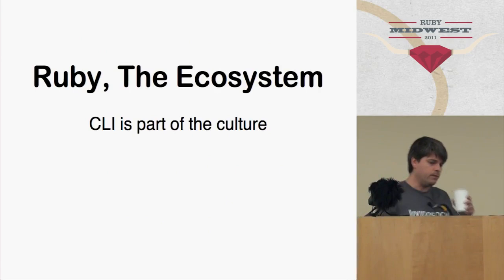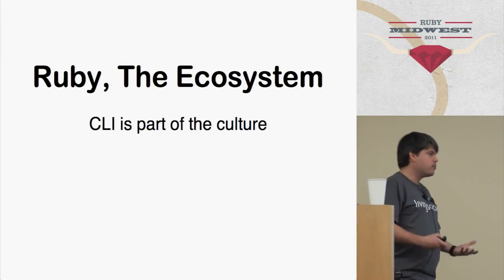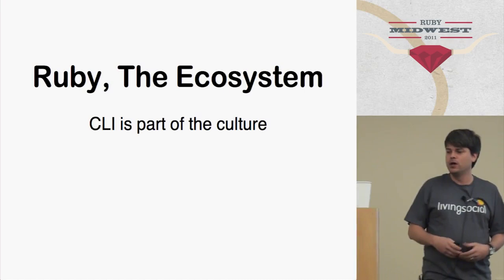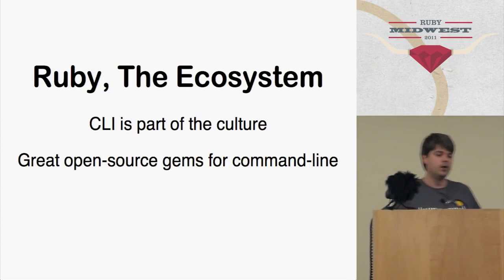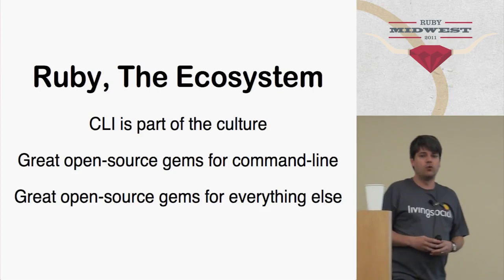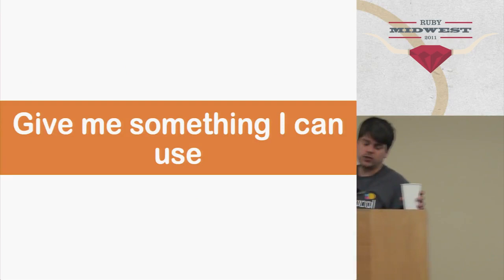The ecosystem, I mean, the command line is part of the culture. Every library has a command line aspect to it, pretty much. I also noticed that a lot of Ruby command line apps tend to be written with some era of taste. They're nicely well done. That motivated me to want to make better command line apps, because those who came before did such a good job. And of course, there are tons of open source gems, and we'll see a list of them at the end, things that help you make command line apps. And of course, there are lots of gems to do everything else. So whatever you think you need to do, like interfacing with some web service, there are tons of gems for that. Okay, so that was the theory part.